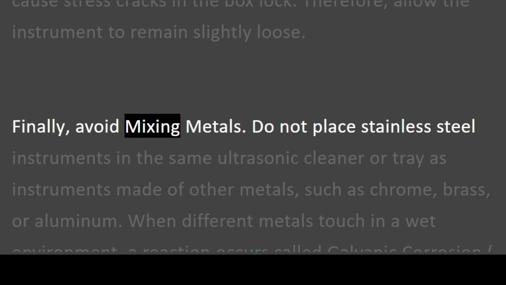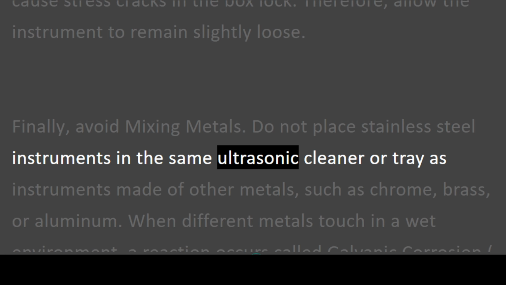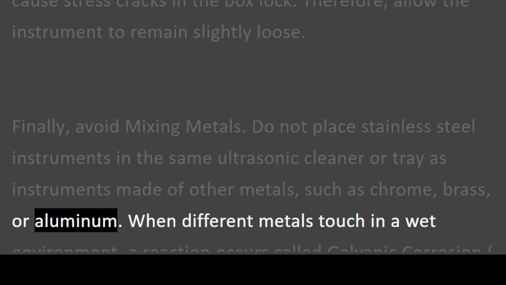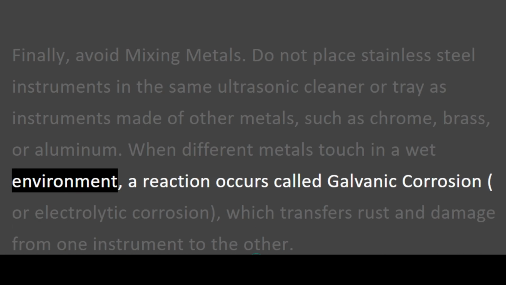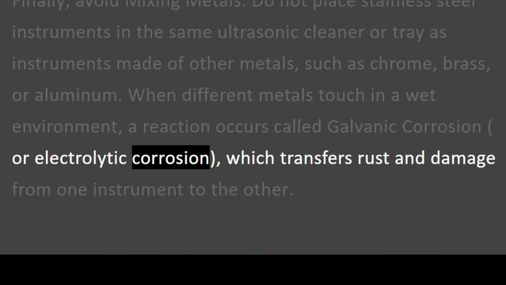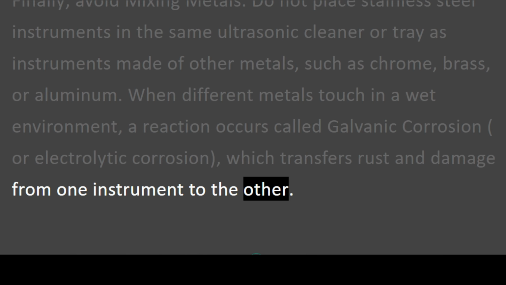Finally, avoid mixing metals. Do not place stainless steel instruments in the same ultrasonic cleaner or tray as instruments made of other metals, such as chrome, brass, or aluminum. When different metals touch in a wet environment, a reaction occurs called galvanic corrosion, or electrolytic corrosion, which transfers rust and damage from one instrument to the other.